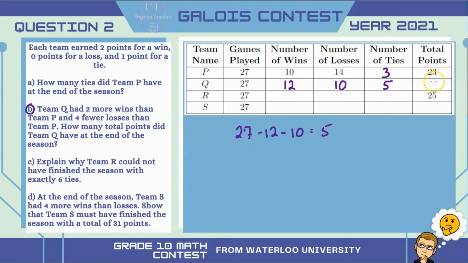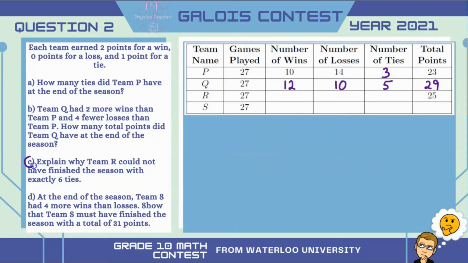Now what we need to do is figure out how many points. Well, you get 2 points for winning. So we have 12 wins, so that's 12 times 2 points for winning. Plus 0 points for a loss, so we don't get any points for these. And then 1 point for a tie, so plus we have 5 ties, each getting 1 point. So this gives us 12 times 2 is 24, plus 5 gives us a total of 29 points.